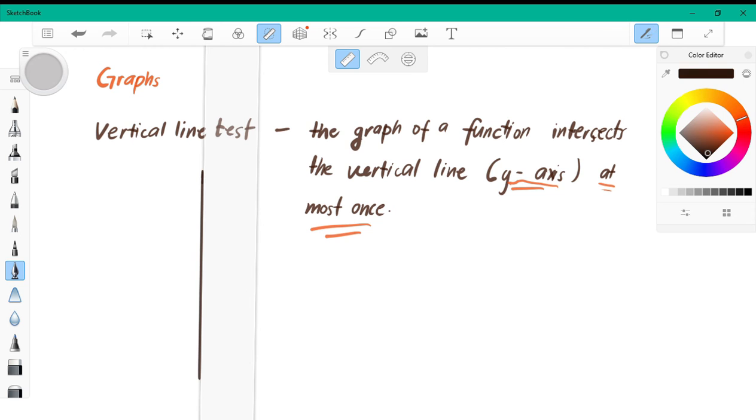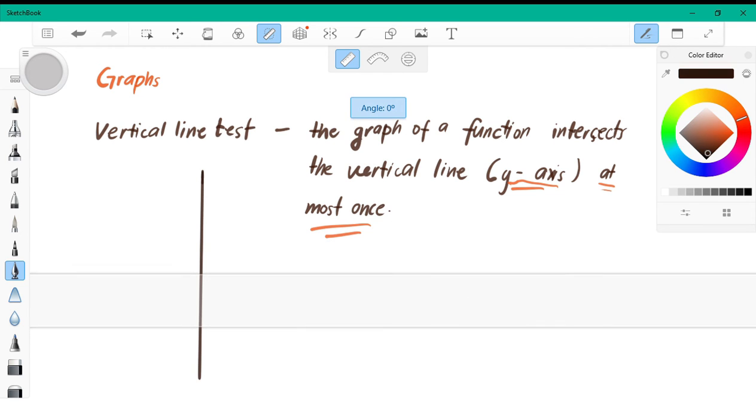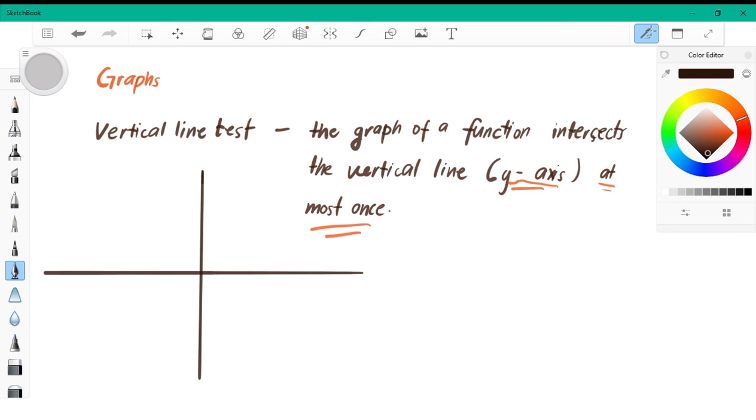So to illustrate, let's use some examples. Say we have a graph, a linear graph more specifically. Again, the vertical line is the y-axis and the horizontal line is the x-axis. So say if we have a line. This blue line is a function because it intersects the vertical line only once.